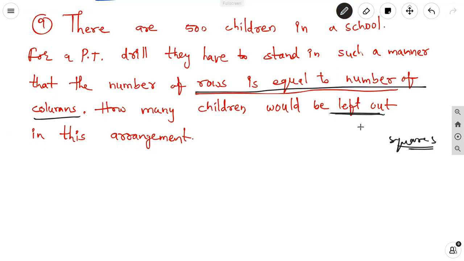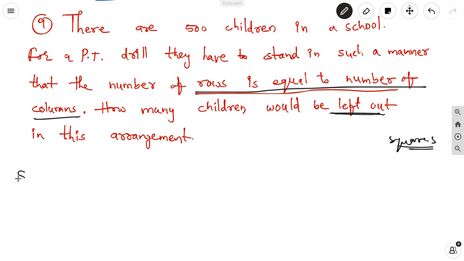That is nothing but subtraction. For the arrangement where the number of rows and columns are equal, how many can be left out from the 500 children? We can find the perfect square from the division method. The remainder we get is subtracted from the given total number of children. We get the perfect square. That number is the left out students from the group.